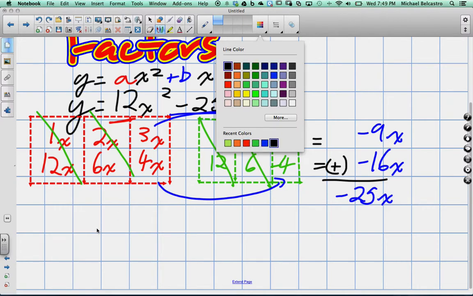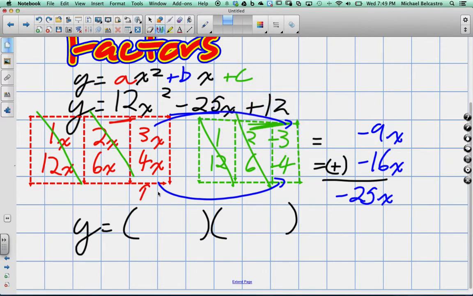If you recall, our factored form has 2 sets of brackets. So I draw them in, and now I'm just filling in the blanks. Now, this column, the red column, will represent the first terms in each. I can write them essentially anywhere. 3x and 4x. The green column represents the second terms in each.